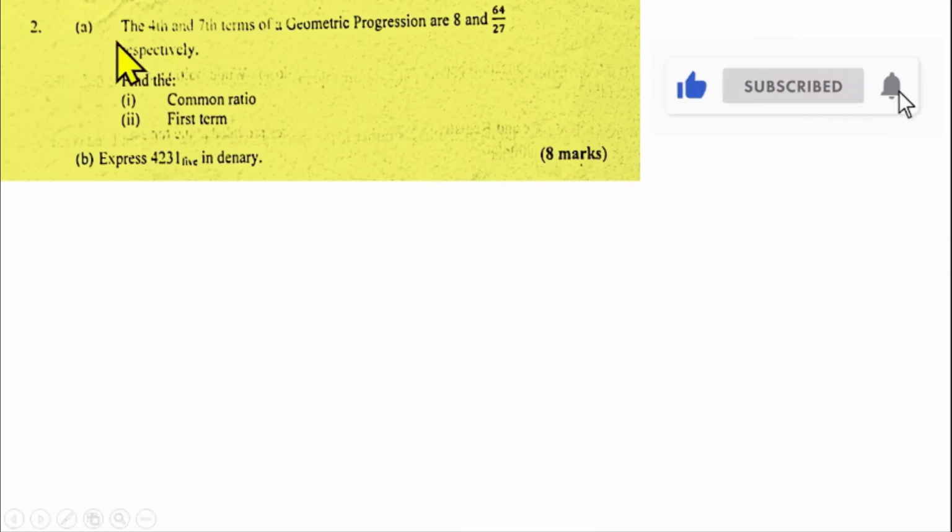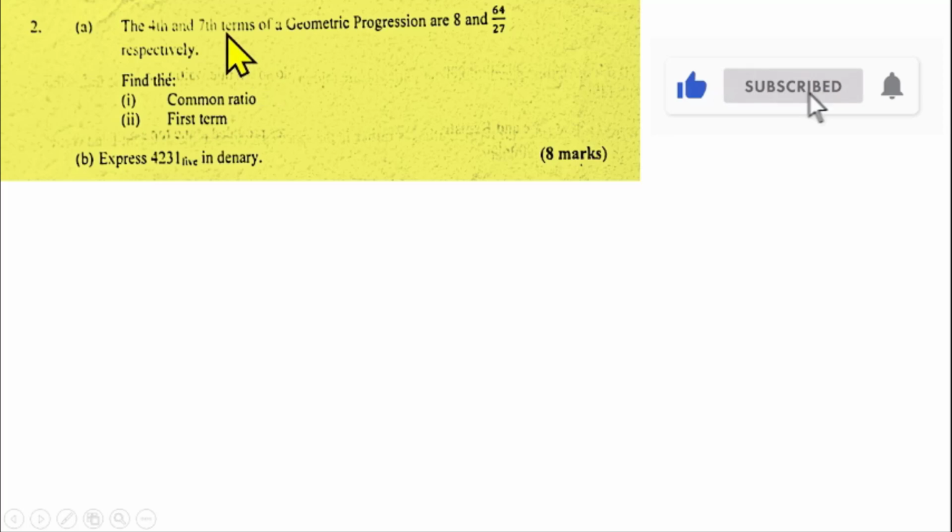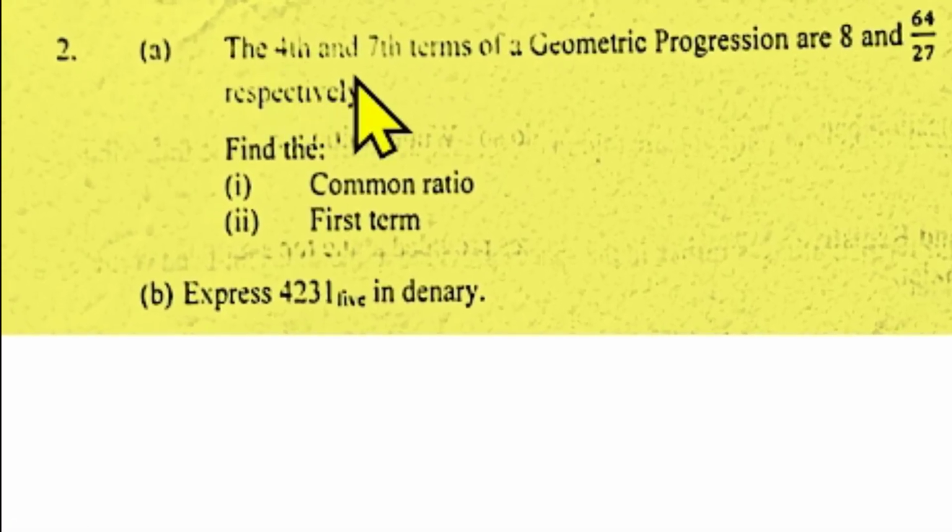Question number 2a is from sequence and series, in this case geometric progression. You are told that the fourth and the seventh term of a GP are 8 and 64 over 27 respectively. You have to find the common ratio and the first term. So what is the fourth term of a GP? The fourth term of a GP is ar cubed, and that will be equal to 8.